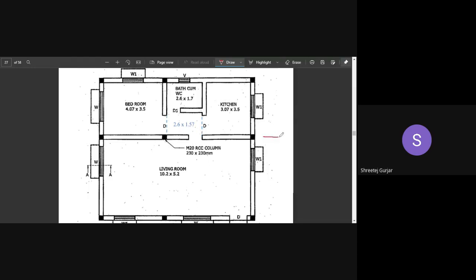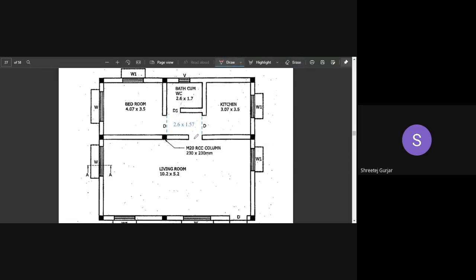So it may be like this. Usually what we do is provide an arch like this over an opening which does not have a door. But in this case, it is not an arch. Why is it not an arch? Because while doing deductions, we will deduct this as a rectangle and not include an arch. So we can know that this is not provided with an arch.